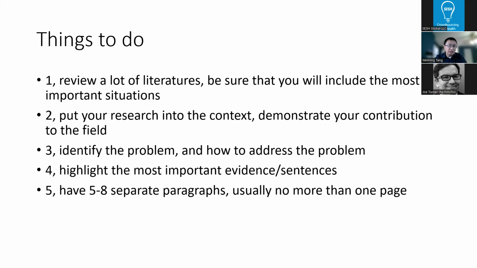When we identify problems, we also want to know how to address the problems. And we need to highlight the most important evidence or symptoms in the previous literature. We usually have 5 to 8 separate paragraphs, usually no more than 1 page, up to 1 to 1.5 pages for this section. In each paragraph, we mention different things. You can use the structure I mentioned before, or you can use your own structure. There is no standard.